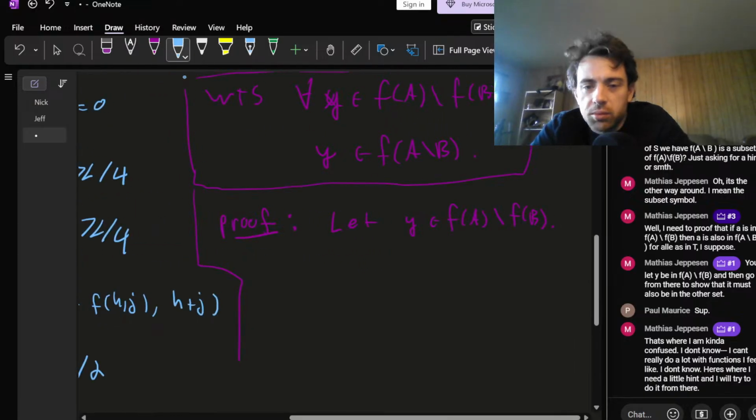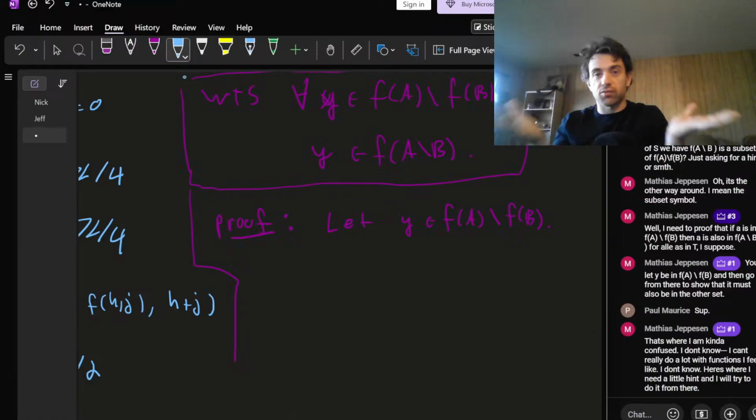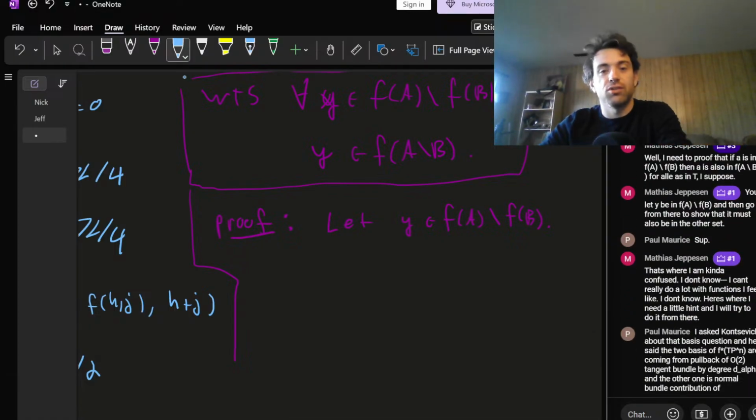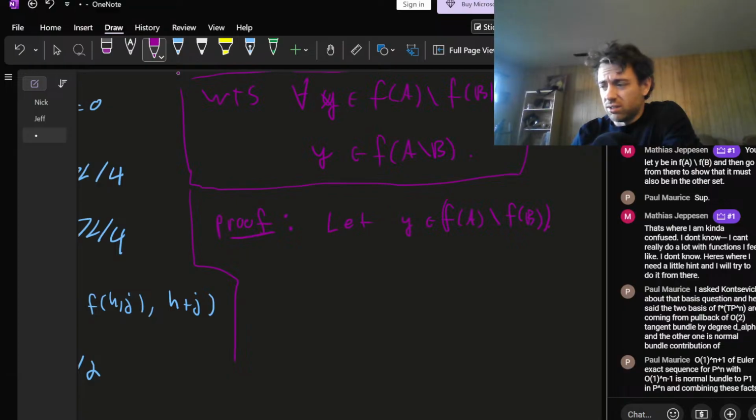Okay, well, I mean, so we have one assumption in front of us, right? There's really only one thing to do. Let y be in FA minus FB. Well, what does that mean? By definition, what does it mean to say that y is in this whole set? It means two statements. So what does it mean that y is in this set, FA complement FB?